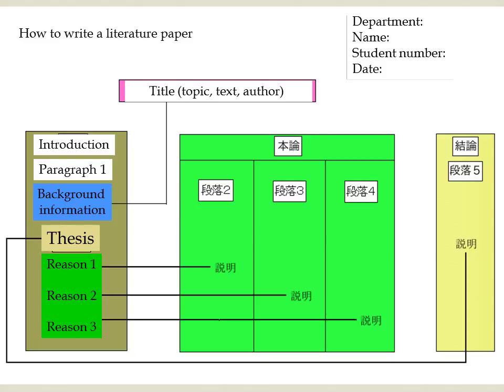And that first reason is going to be explained in detail in the main body, where we are going to write a paragraph which will explain in detail what that first reason was. So we give a clear explanation and we give the details that will explain exactly what that supporting argument is for the thesis.